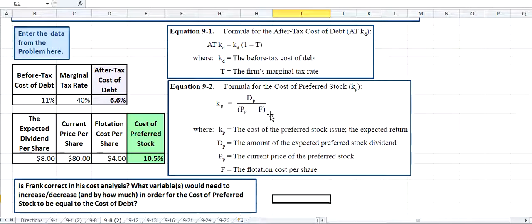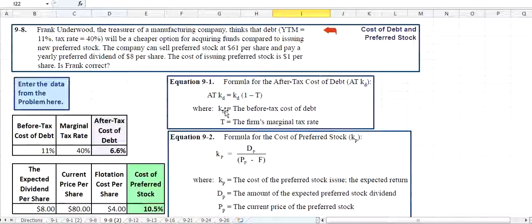Okay, so I just wanted you guys to see how the variables in the formulas impact or affect your cost. All right, that's 9/8.